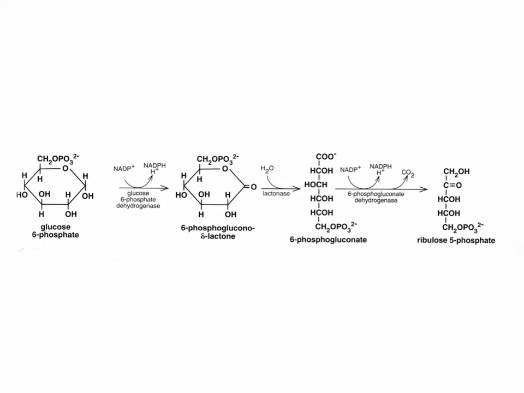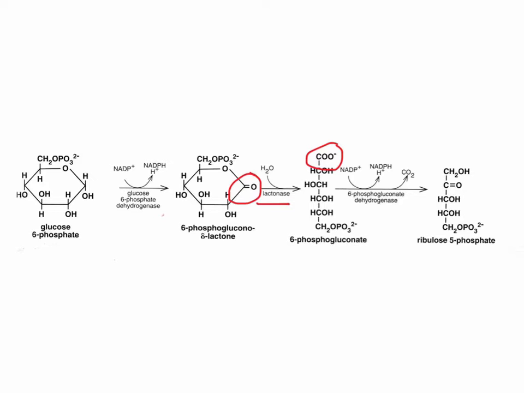In the first reaction, glucose 6-phosphate is oxidized at carbon 1 to a lactone, and reduced NADPH is formed. This reaction is catalyzed by glucose 6-phosphate dehydrogenase. Lactonase then adds water to break the lactone ring and forms 6-phosphogluconate.